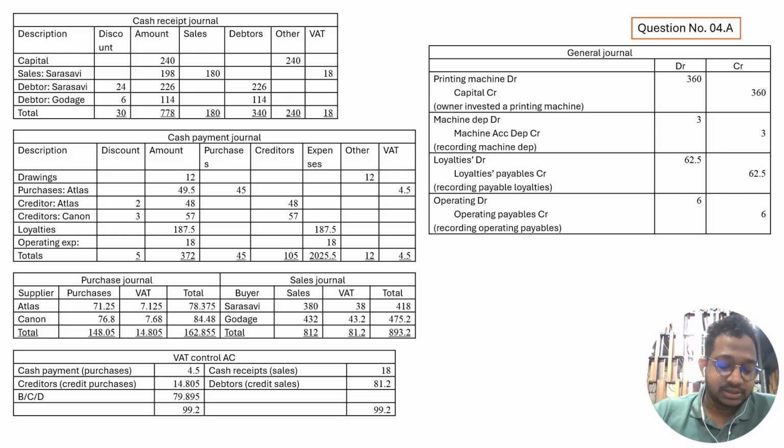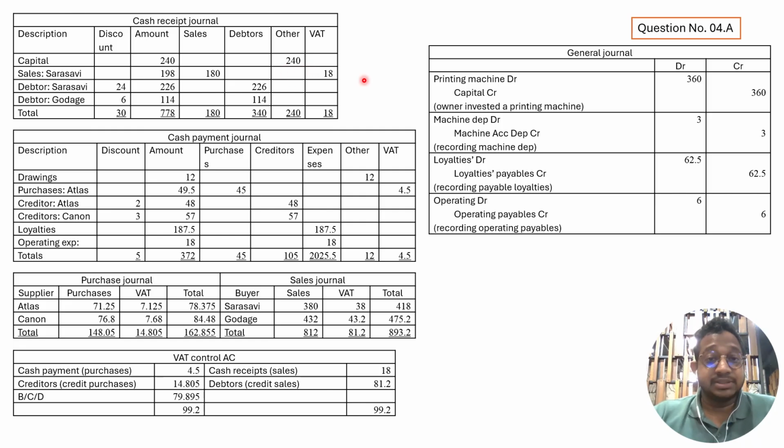First transaction, owner's capital contributions and cash withdrawals. So here the owner contributed 240,000 in cash. That thing you can record in the cash receipt journal as capital, and that you should analyze under other receipts.